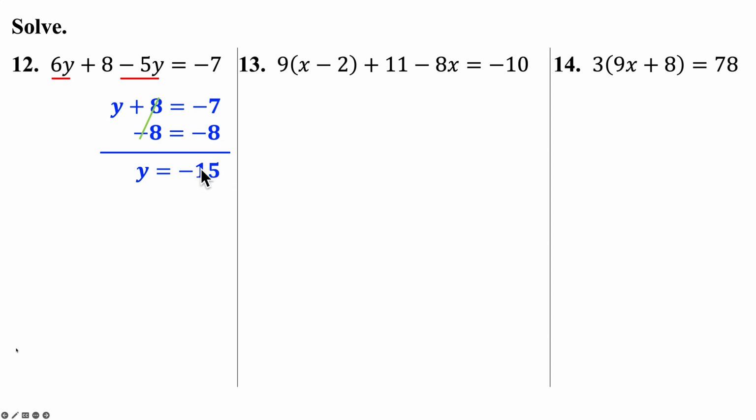Subtract over the 8. Y is equal to negative 15. So again, store negative 15 for y. Type in the left side. If it equals negative 7, you're correct.